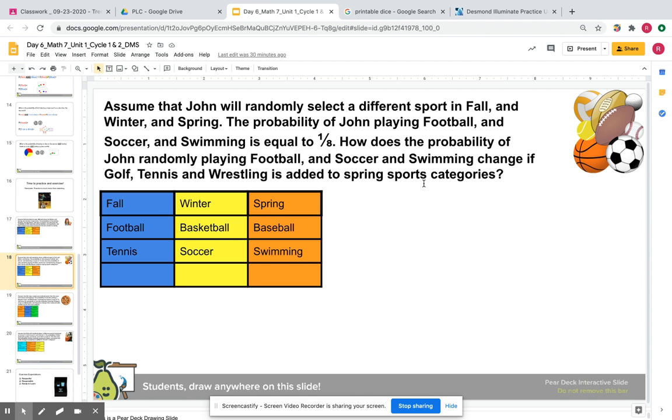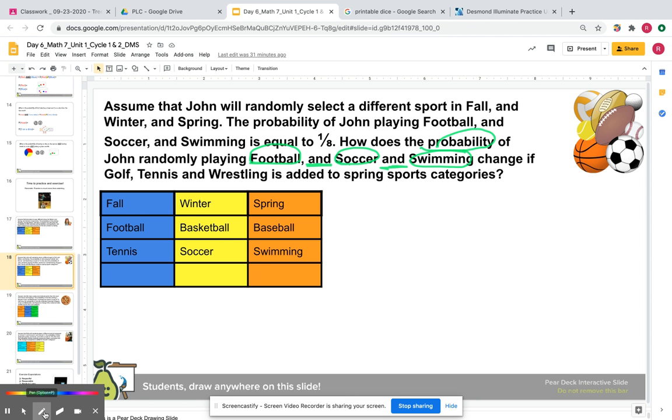Okay, I hope you were able to read it to yourself and try to build understanding within the problem. So, as always, I ask you guys, what is the question asking you to do? I hope you were able to identify that. And if you haven't, please pause the video and then unpause it once you find what the question is asking you to do. So, I hope you were able to identify that the question was telling you that you had to find the probability of randomly playing football and soccer and swimming if golf, tennis, wrestling is added to the spring sports.